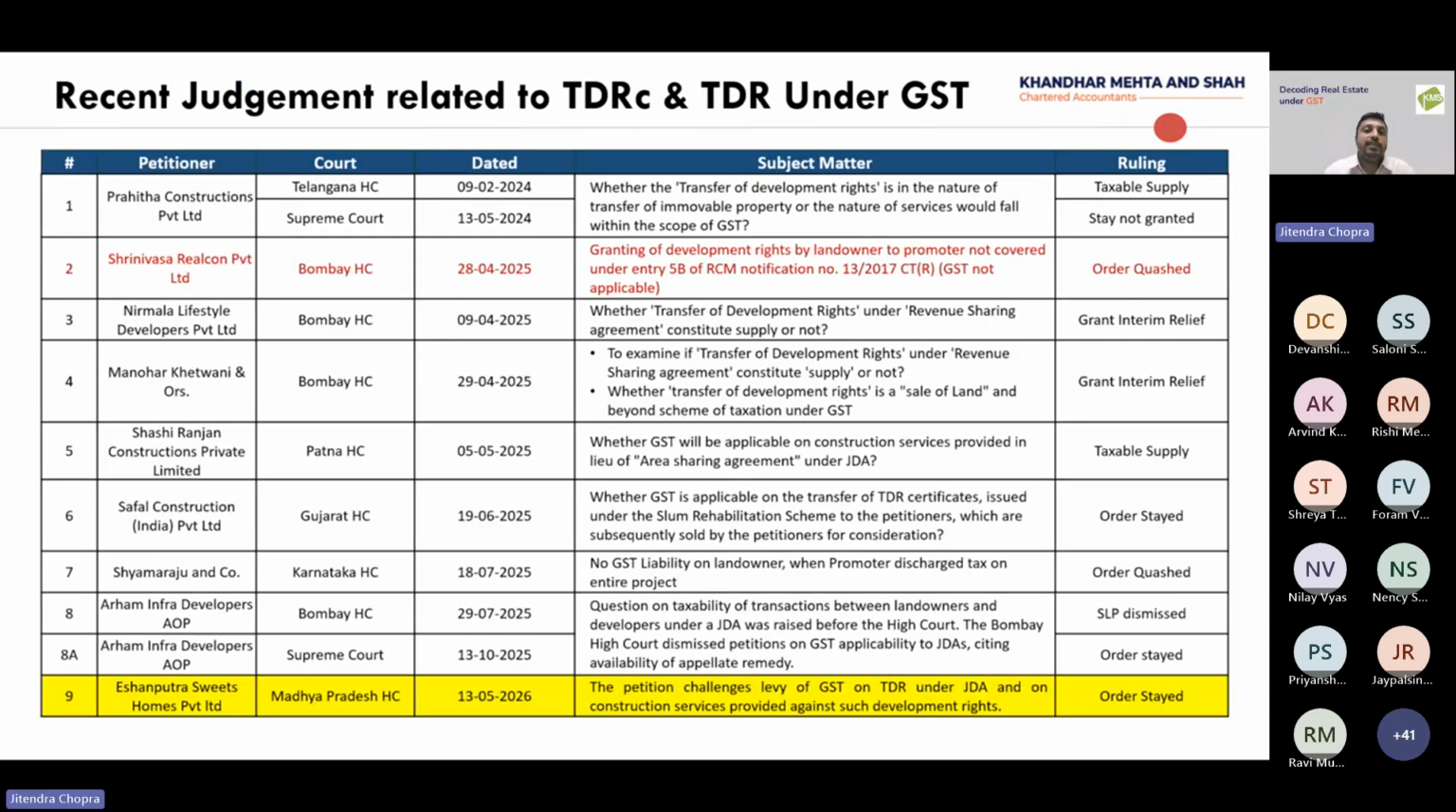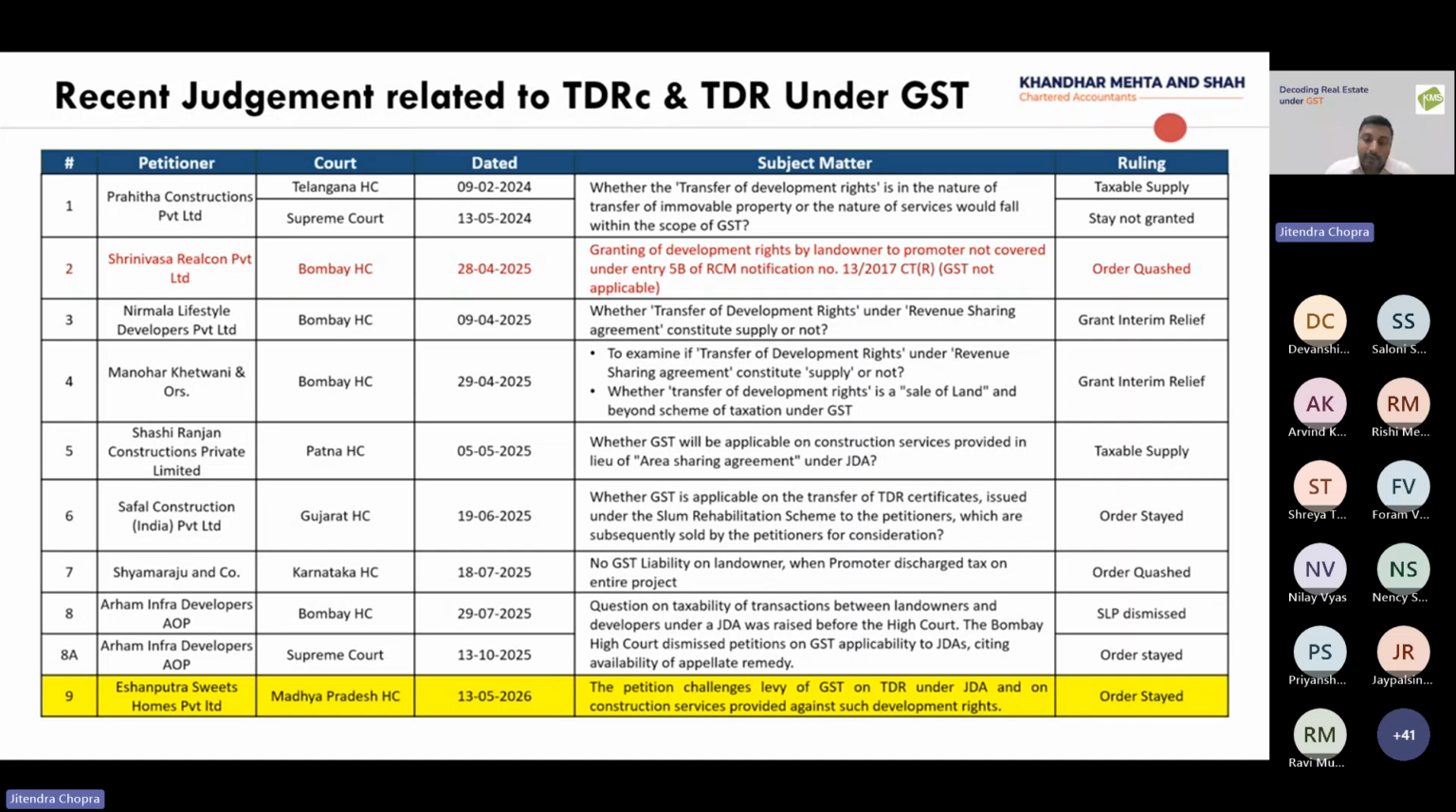Now, these judgments are extremely important. Different high courts are currently taking different approaches. Some courts have upheld taxability, some have granted interim relief, and some matters involve a legal challenge itself. But one of the most critical judgments on TDR is the Bombay High Court case of Srinivasan Realcon Private Limited. In this case, the court examined whether the transfer of development rights by a landowner to a promoter is actually covered under entry 5B of the RCM notification.